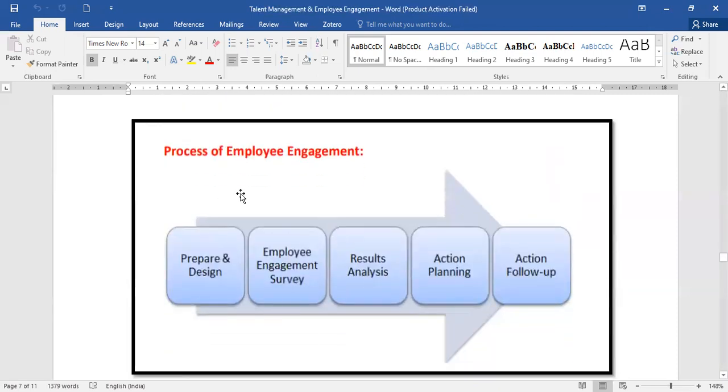Now, how should this process of engagement be built up? Obviously there can be disengagement, there can be negativity. So it's better, depending upon the understanding of your employees which you get when you hire them on board, that you prepare and design the engagement plans.